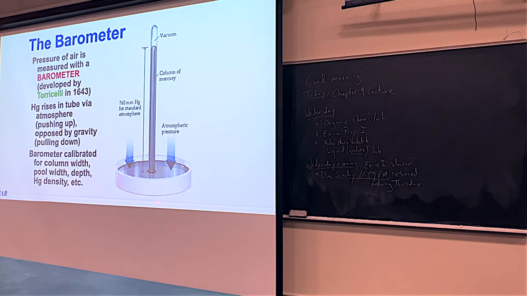So this kind of equilibrium can be measured just with a ruler, in millimeters of mercury. 760 is a number we're going to use quite a bit. Now, your little column right there has to be calibrated for different things: the width of the mercury, the height of the thing, the depth, and so on. However, just realize it's possible.